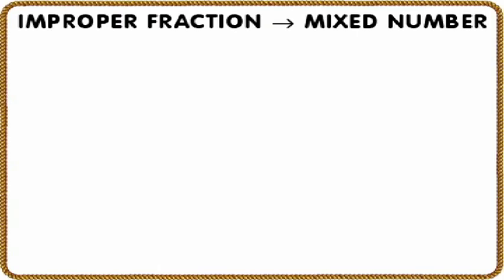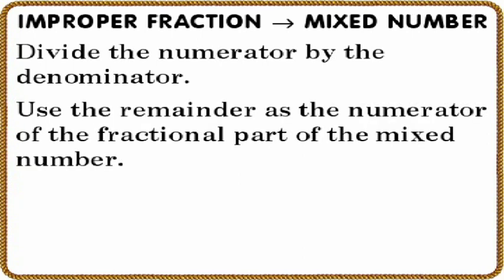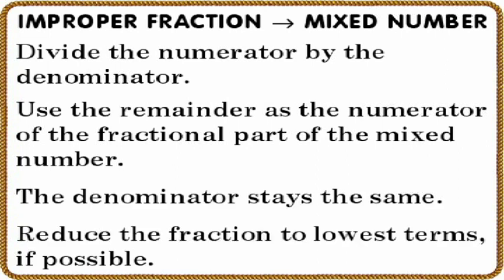Improper fraction to a mixed number. Divide the numerator by the denominator. Use the remainder as the numerator of the fractional part of the mixed number. The denominator stays the same. Reduce the fraction to lowest terms if possible.